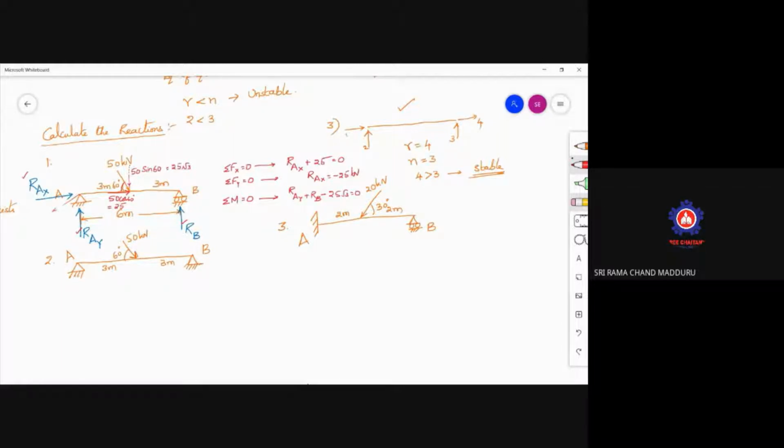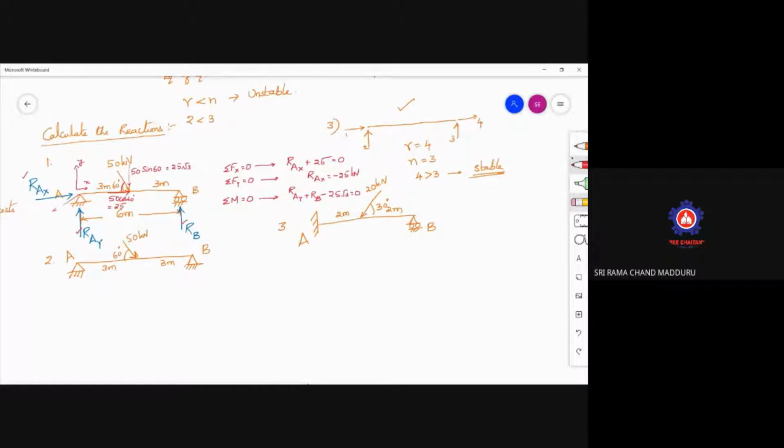Solving the first problem, we started by replacing the beam with unknown reactions. These unknown reactions at the hinge are RAY along the y direction, RAX along the x-axis, and here our axis will be this is x. So this is RB. So RAX plus 25 is equal to 0 along the x-axis, summation of the forces along the y-axis, RAY plus RB minus 25 root 3 is equal to 0.